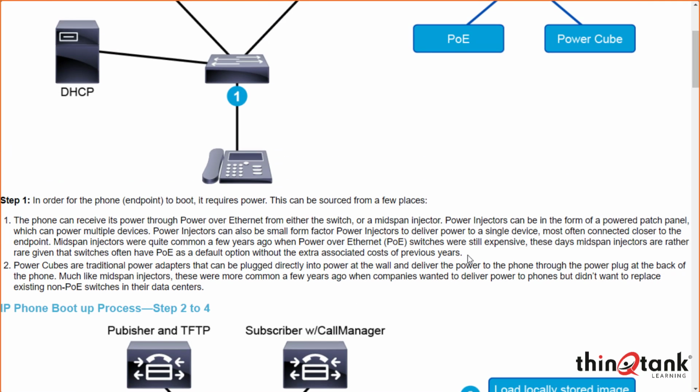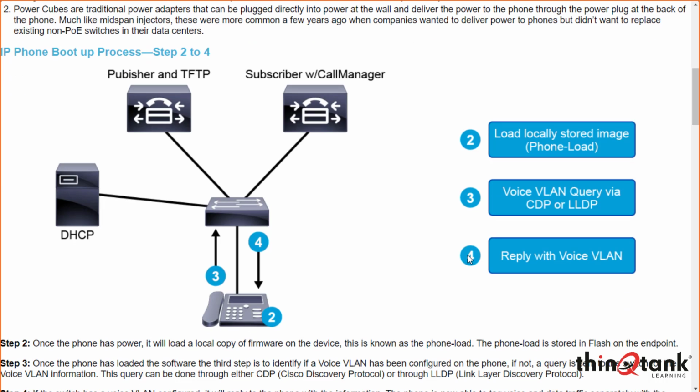All right. Step number two in the process, loading the stored phone image. The phone has NVRAM in it and non-volatile flash memory in it where the phone's firmware image is stored. So when the phone boots up, when it starts up, the phone runs a bootstrap loader that loads the phone image from the flash memory. And then using this image, the phone initializes its software and its hardware.